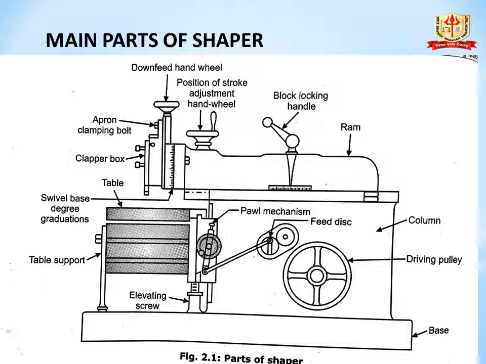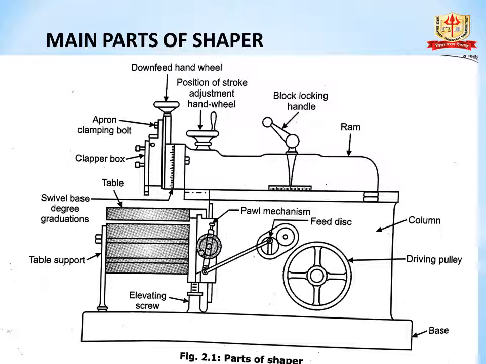Last part is the apron. Apron is fixed on the vertical slide by means of clamping screw. The apron can be swiveled to the left or right side with respect to the vertical slide. Apron consists of clapper box, clapper block and a tool post. The clapper block is attached to the clapper box by means of hinge pin.